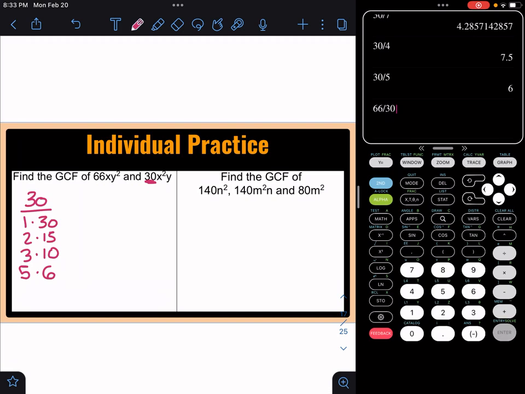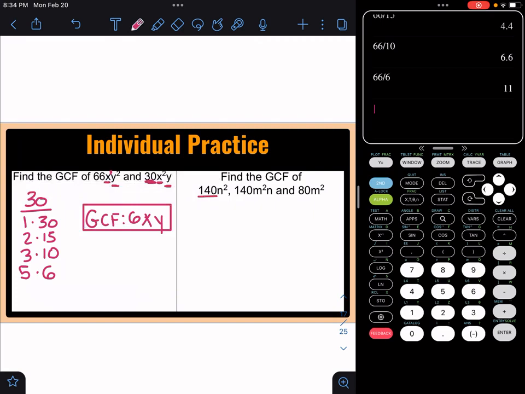66 divided by 30, no good. 66 divided by 15, nope. 66 divided by 10, nope. 66 divided by 6, that works. So our GCF would be 6. This one has an x to the first and an x squared, so choose the smaller exponent, so just x to the first. This one has a y squared and a y to the first, so just y. So our GCF is 6xy.